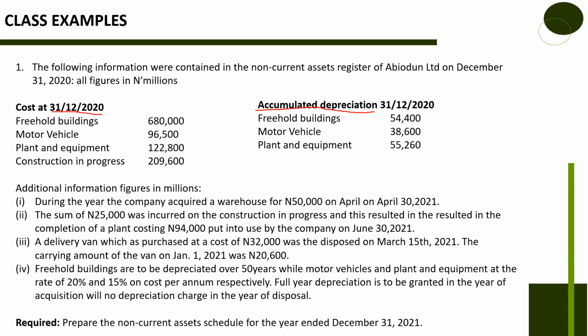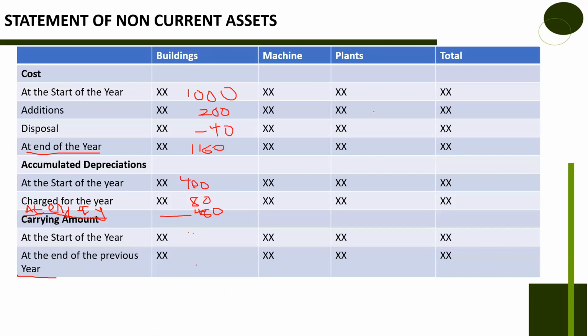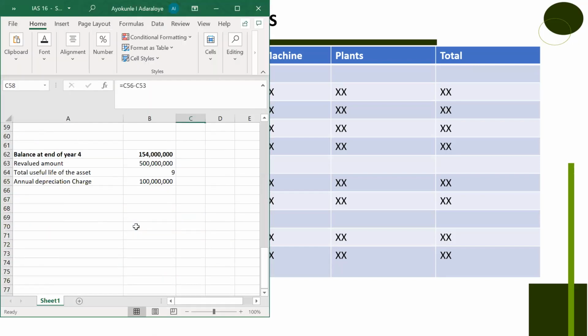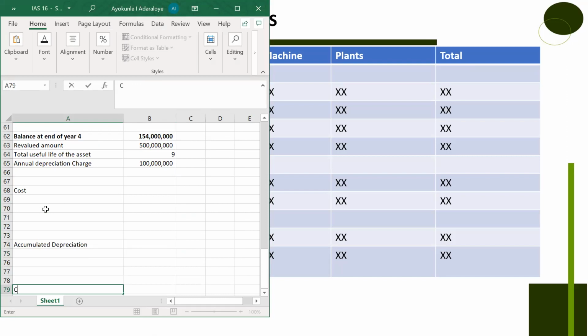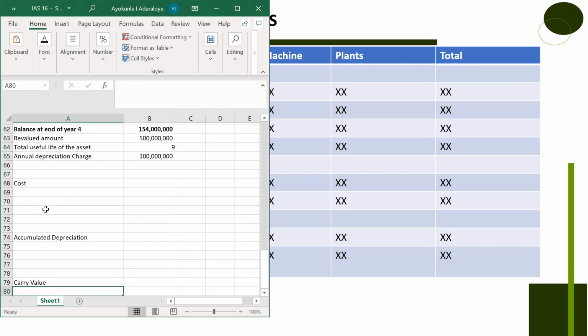Now look at this schedule I showed you earlier. Can you see the cost part? Can you see the accumulated depreciation part? You can see we have the different types of assets, buildings, machines, plants, then we total it to the side. That's exactly what we'll do first. So once you see an asset schedule, you should be happy and say, okay, I know what to do. What do I do first? Based on my formula, cost minus accumulated depreciation. I'm just showing you how I think in the exam. Cost minus accumulated depreciation equals carrying value or net book value.